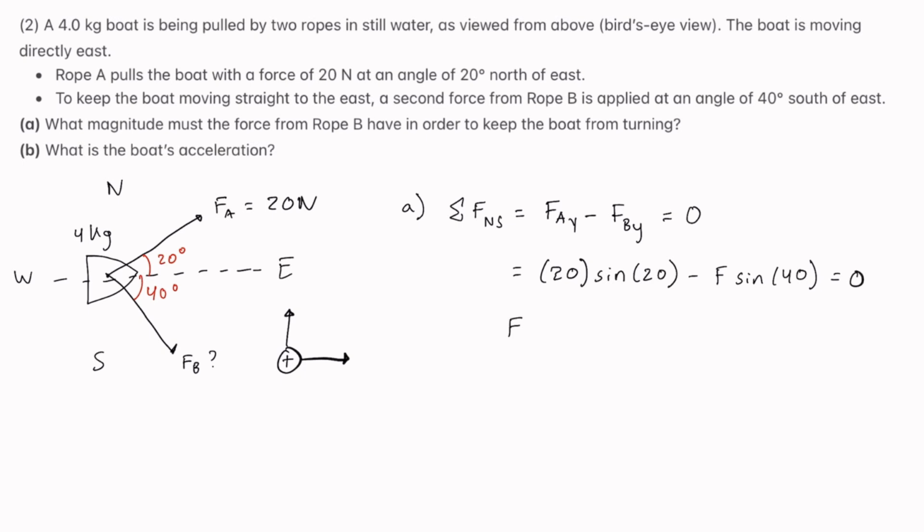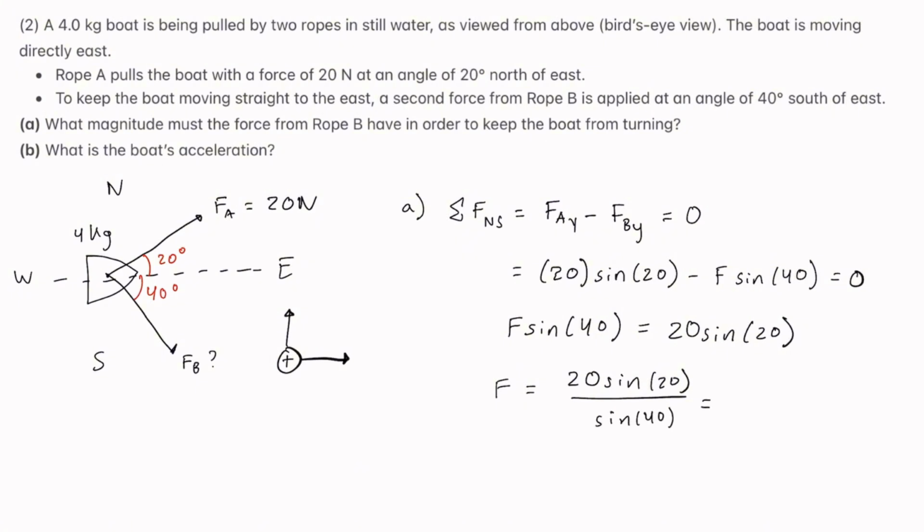If we add F sine 40 to the other side, we'll get 20 sine 20. And finally, when we divide 20 sine 20 by sine 40, we get our magnitude of 10.64 newtons.